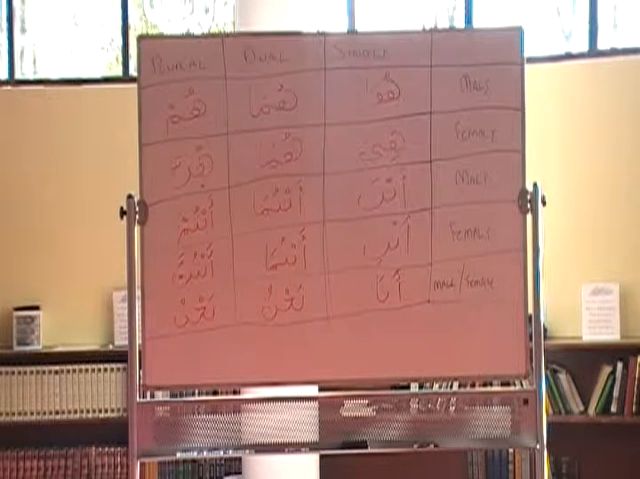Kalimatun tayyibatun. Kalima means word or phrase. Tayyiba means pure or good. And this is a reference to an ayah in the Quran. أَلَمْ تَرَ كَيْفَ ضَرَبَ اللَّهُ مَثَلًا كَلِمَةً طَيِّبَةً كَشَجَرَةٍ طَيِّبَةٍ أَصْلُهَا ثَابِتٌ وَفَرْعُهَا فِي السَّمَاءِ. And it's referring to the shahada.